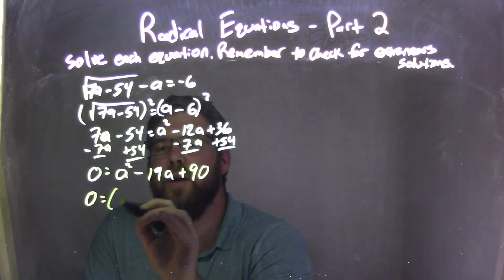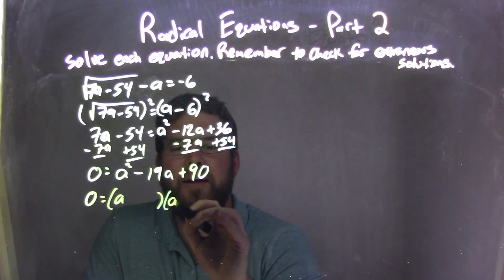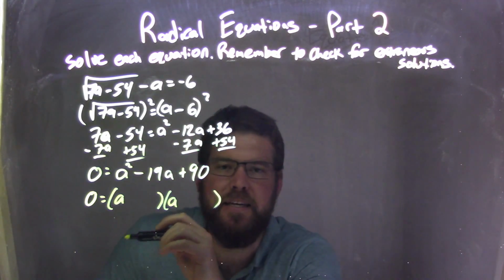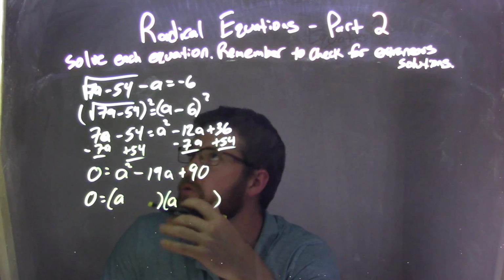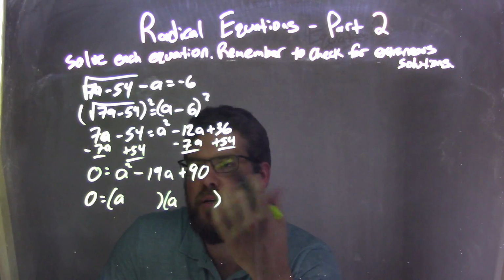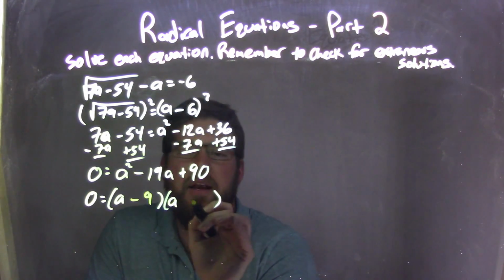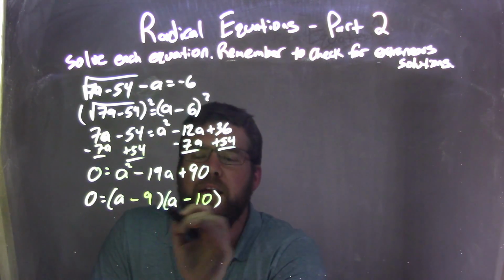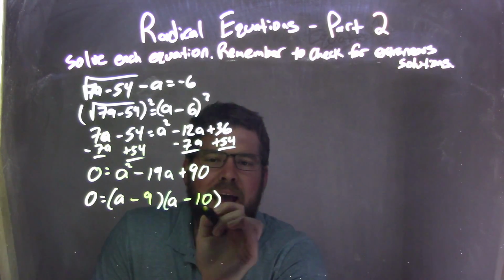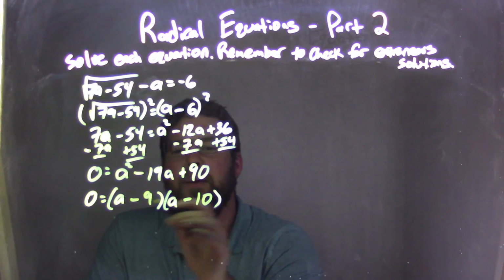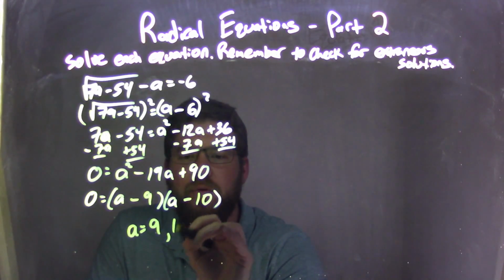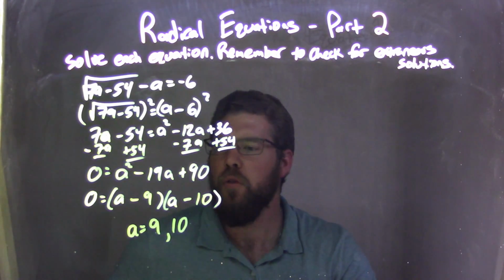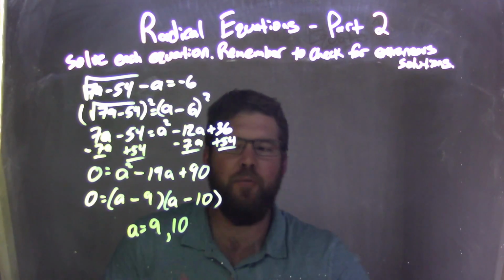So I think, okay, what two numbers multiply to be 90 but add to be negative 19? Take a moment and think about it. Negative 9 and negative 10. Negative 9 times negative 10 is a positive 90, but they add to be negative 19. When I set both of them equal to 0, I'm left with a equals 9 and a equals 10. So those are my two answers, but now I need to check for an extraneous solution.